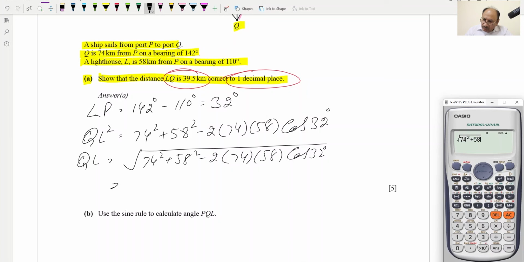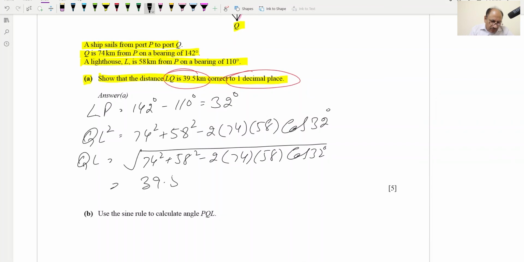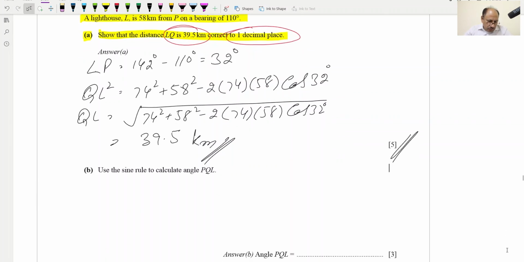So 74 squared plus 58 squared minus 2 into 74 into 58 into cosine of 32 degrees, and this is giving us 39.50, or 39.5 up to 1 decimal place. This is basically in kilometers. This is done, a 5-mark question. So this is clear, which we have shown.